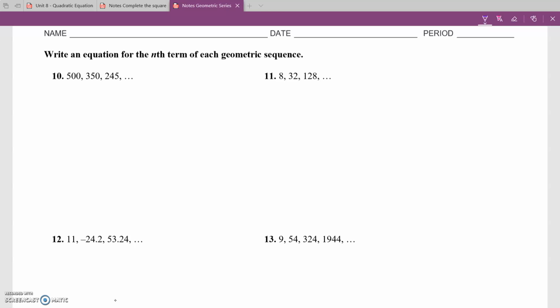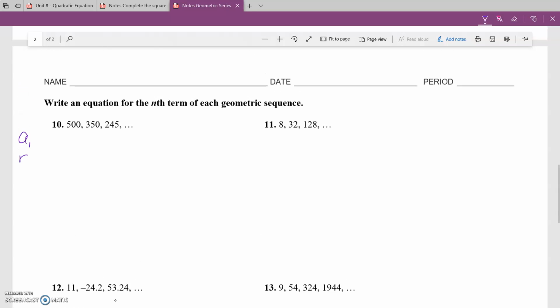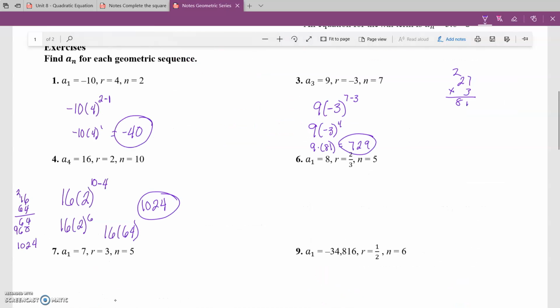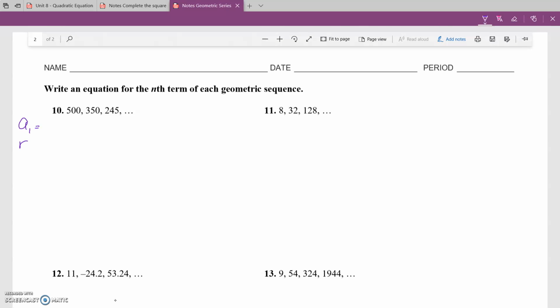All right. I want to write the equation. I'm given a sequence, but now I have to find A1, R, and well, that's kind of it to write my equation, right? So I need to figure out where I'm starting at. Well, I started at 500. And I need to figure out how did I get to the next term? Well, I know I had to multiply by something, right?